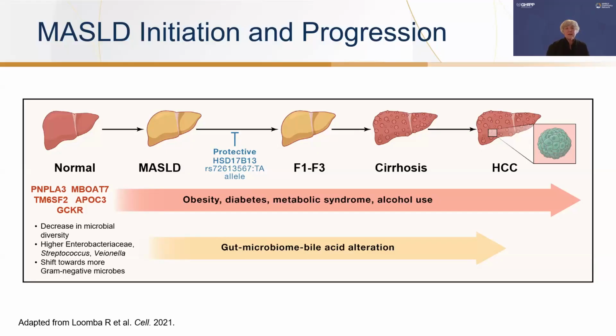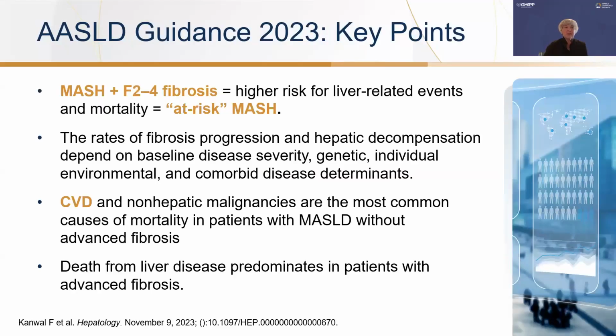Interestingly, we also see the gut microbiome, bile acid alteration, and decreases in microbial diversity contributing to that progression of fibrosis into potentially cirrhosis. So when we can stop that process, or maybe slow it down is a better way to say, at that F2, F3, we can really hopefully stop that possibility of getting to cirrhosis and then maybe hepatocellular carcinoma.